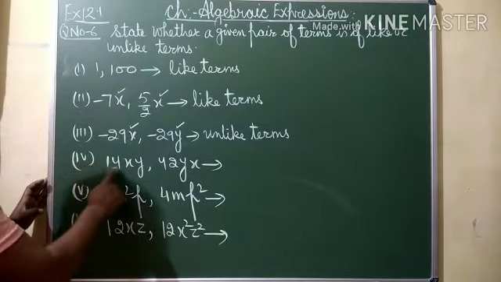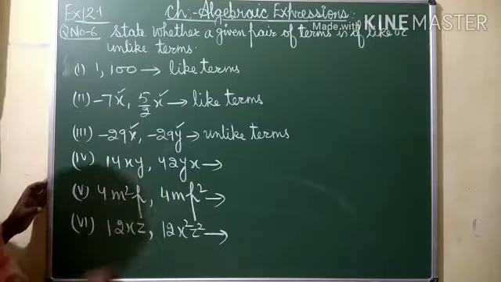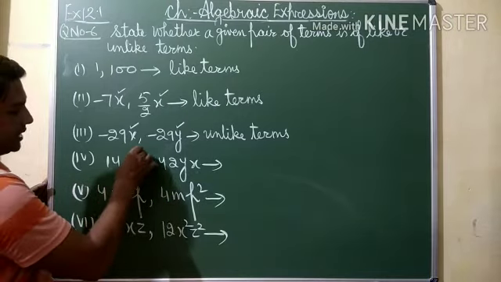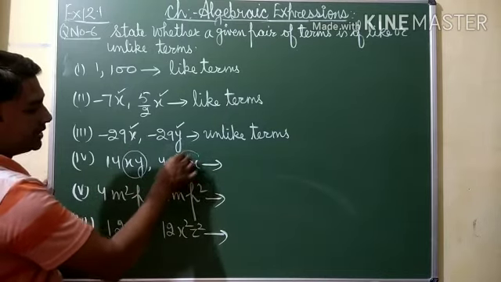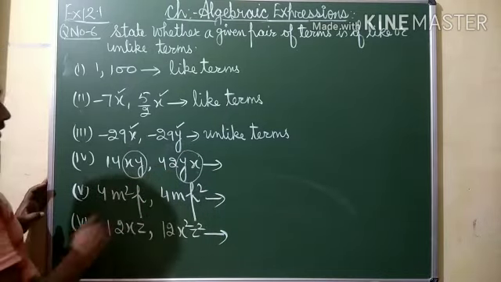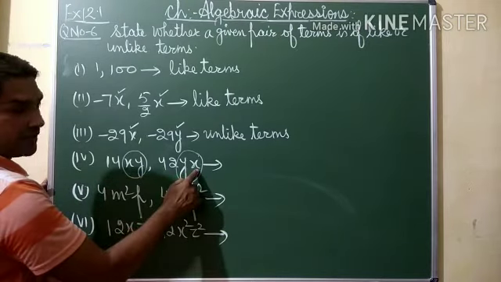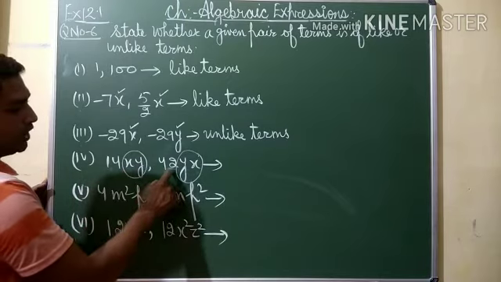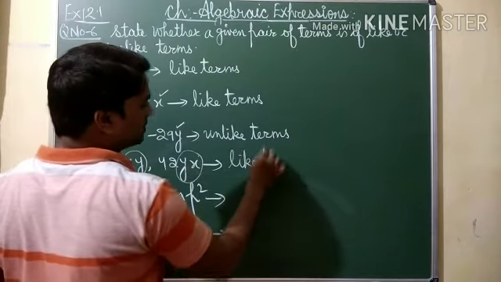Next, fourth part, 14xy, 42yx. Now 14xy has algebraic factor xy and 42yx has algebraic factor yx, and algebraic factor xy is the same as algebraic factor yx. Therefore 14xy and 42yx is a pair of like terms.